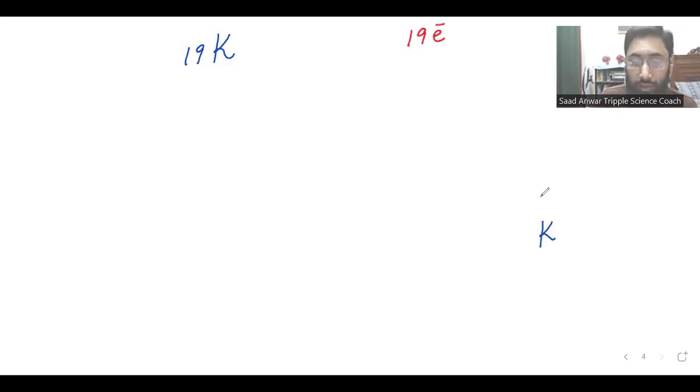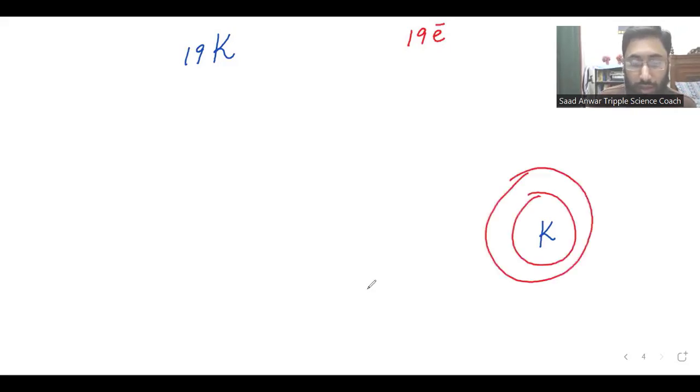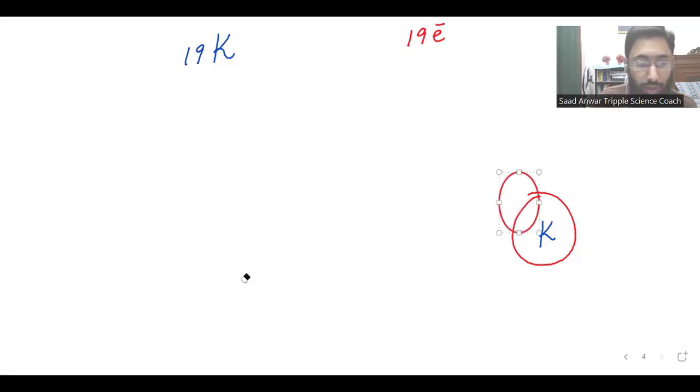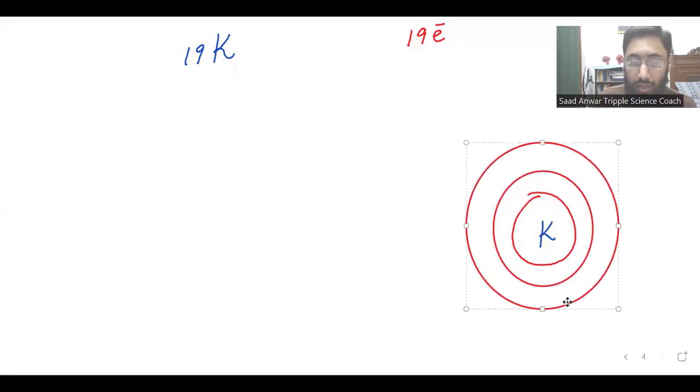This is the first shell. Yes, very good, Bilal. This is the second shell. Let me draw the shells in a good way. First shell, then this is the second shell, this is the third shell. So for potassium, I need to draw 19 electrons, Bilal, you're right. The first shell accommodates 2 electrons. The second shell can accommodate a maximum of, how many electrons can I put in the second shell? 8.